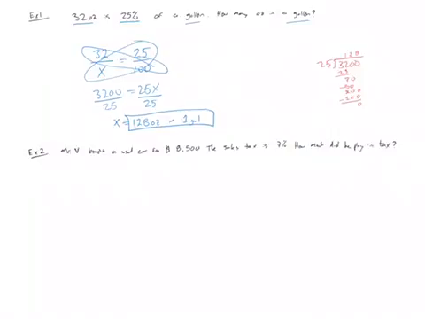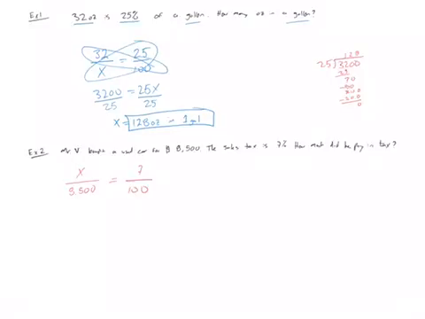Example 2 says Mr. V bought a used car for $8,500. The sales tax is 7%. How much did he pay in tax? There are two different ways to do this. One is to say we're looking for the part, because I have the 7% over 100, and then I have the 8,500. I am just looking for that part. How much did he pay in sales tax for that?